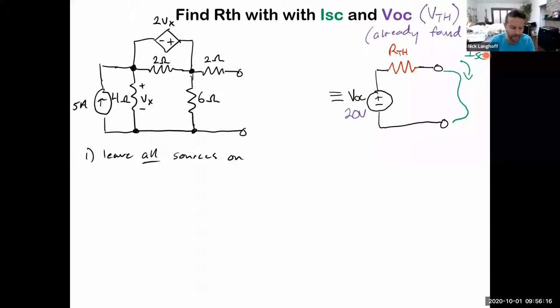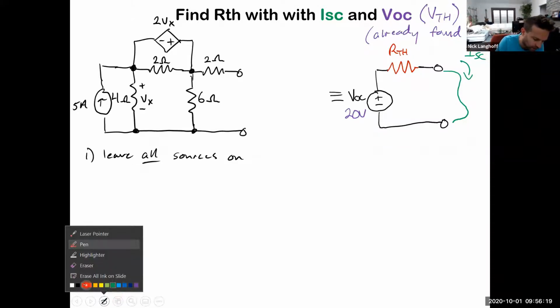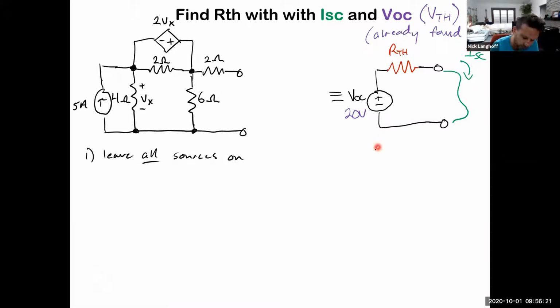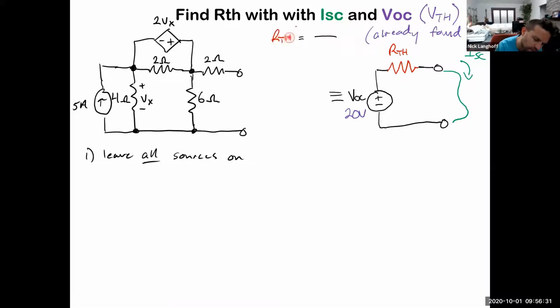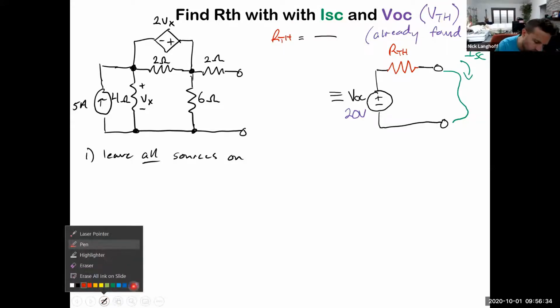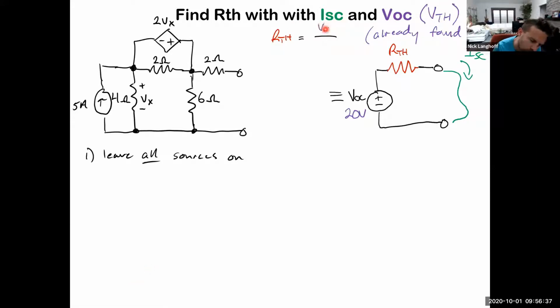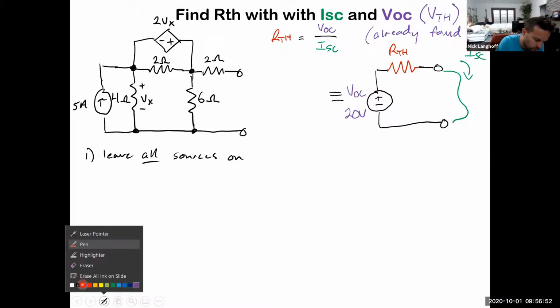Again, in this case, if we were going to write down the equations here, remember that R Thevenin is equal to VOC over ISC. I guess I should have drawn that in purple. Let's do that in purple here. There's VOC.